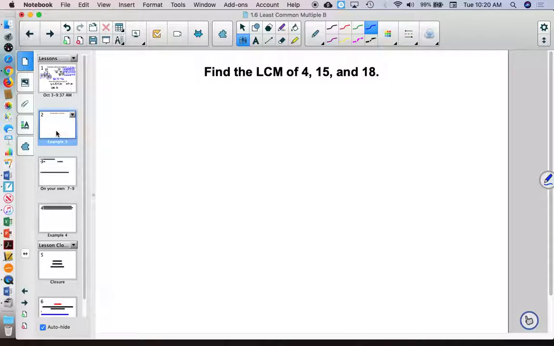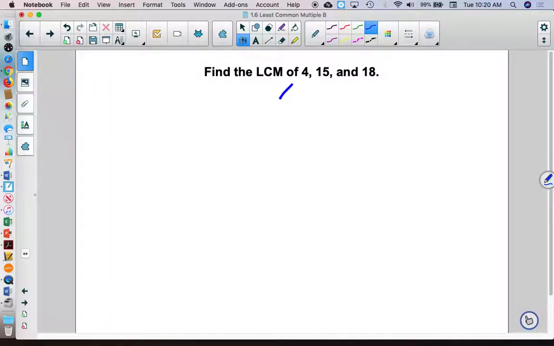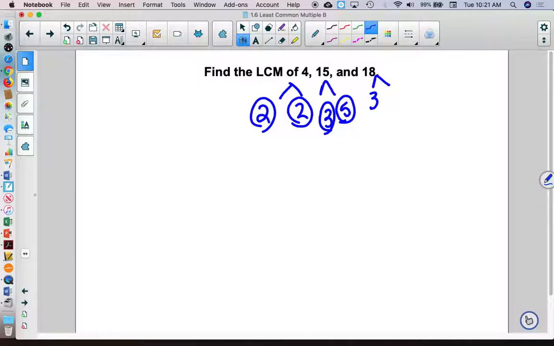Everybody done with it? Okay, let's look at this. Do we agree? On the 4, we have 2 and 2. Yes. 15, do we agree, is 3 and 5. 18 is 9 and 2, yeah, it was 9 and 2 technically originally. It was 9 and 2, 3 and 3, right?